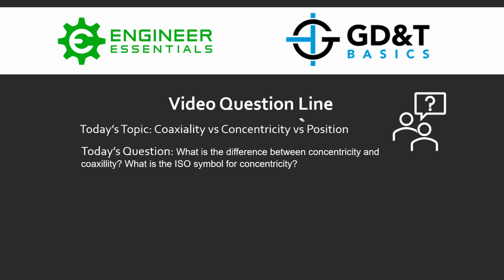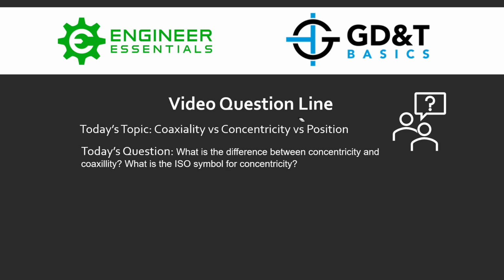Today's topic is coaxiality versus concentricity versus position. The question that was submitted is, what's the difference between concentricity and coaxiality? What is the ISO symbol for concentricity? It's a good question, especially in the ISO world. This gets to be a very blurry line.